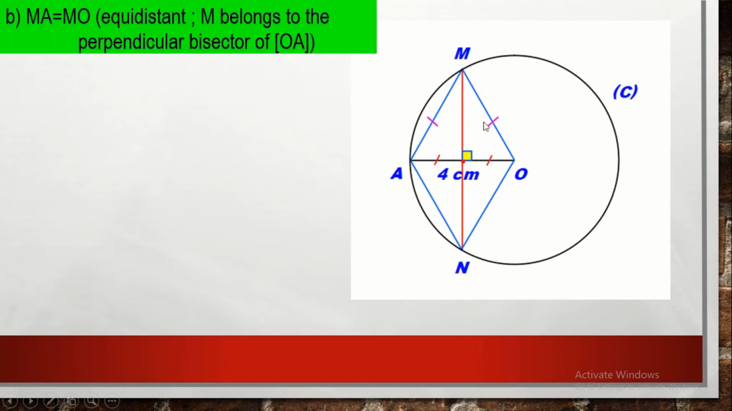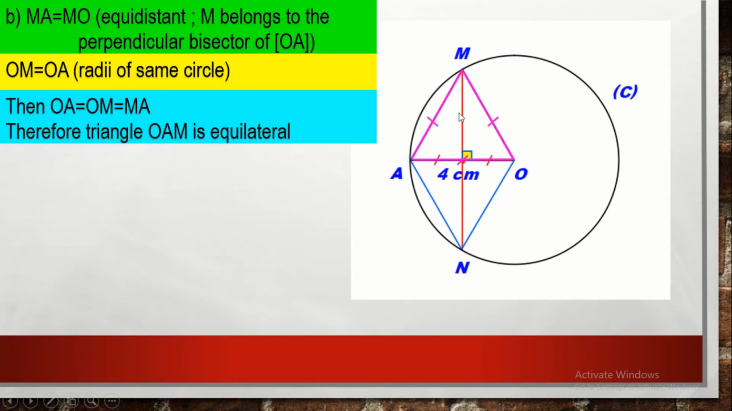Well, let's start by writing. So here we have MA equals MO, equidistant. Also we have OM equals OA, radii of the same circle. Can't we say then that the three sides are equal to each other? So this triangle is equilateral. Something else, what about triangle ONA?